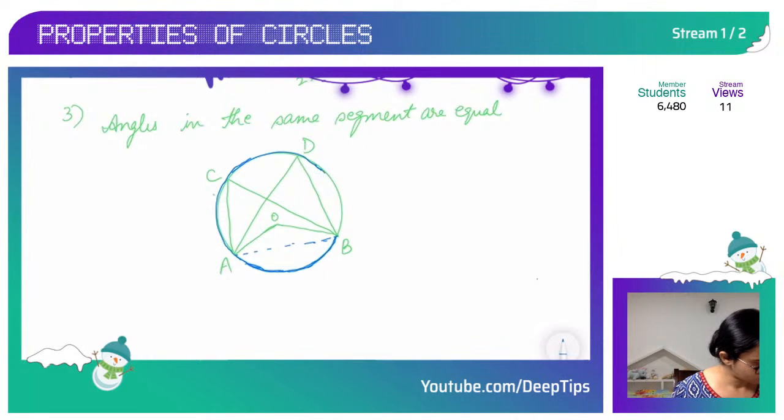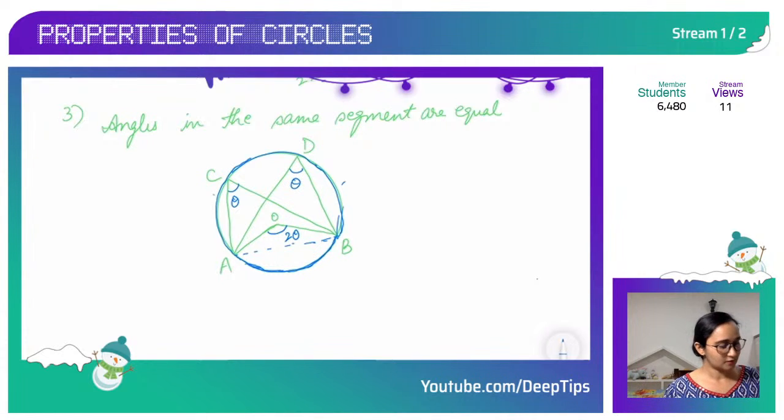So how do we prove it? Because we just did in the previous theorem that the angle at the center is double. So if I mark this as 2 theta, I know the angle on the circumference is theta, and this will be theta.